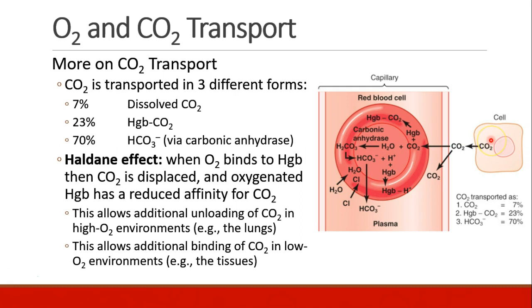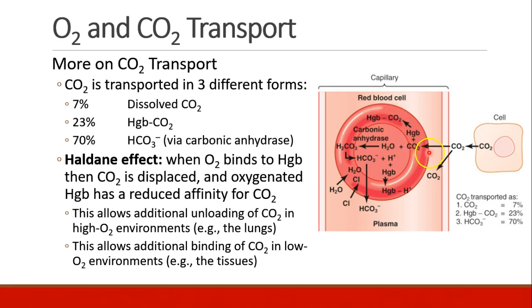This diagram shows all 3 processes happening. Here's a red blood cell approaching a tissue cell. The tissue cell creates carbon dioxide as a byproduct, and it diffuses into the bloodstream. Some of it, 7%, is dissolved. Some of it, 23% of it, finds hemoglobin and binds to hemoglobin and is transported that way.